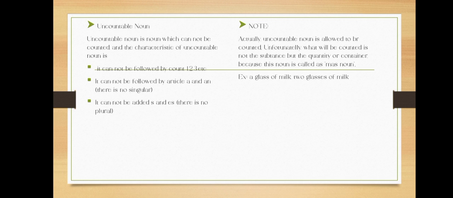Okay, for the note, actually, an uncountable noun is allowed to be counted. Unfortunately, what will be counted is not the substance, but the quantity or container, because this noun is called a mass noun. For example, milk, a glass of milk, two glasses of milk.